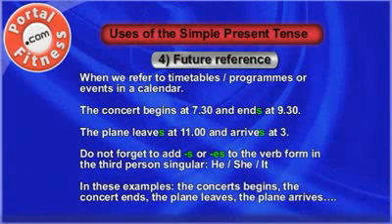Future reference. When we refer to timetables or programs or events in a calendar, the concert begins at 7:30 and ends at 9:30. The plane leaves at 11 and arrives at 3. Do not forget to add the s to the verb form in the third person singular. In these cases, for example, the concert begins, ends, the plane leaves, the plane arrives. We always add s or es to he, she, it.